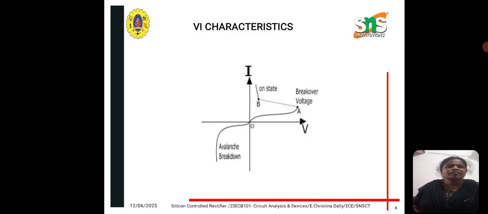This is the VI characteristics of the silicon controlled rectifier. It is nothing but the relationship between the voltage and the current. While the condition is in the on state, if there is any drop in the voltage, there will be a breakdown, and that is termed the avalanche breakdown.